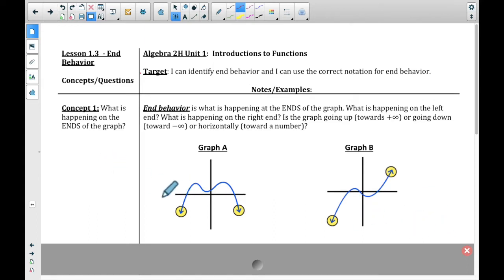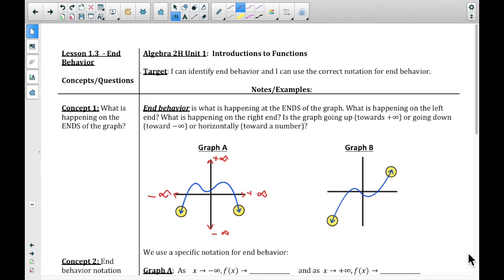And so when we look at these, remember that this side would be our negative infinity side on our x-axis, and this would be positive infinity on the x-axis. And then this would be positive infinity on the y-axis, and this would be negative infinity on the y-axis. So, we assume that these axes go forever in each direction. And so that's kind of what we're asking, is what direction is it going? And sometimes it's going towards infinity, but sometimes it is going towards a number.